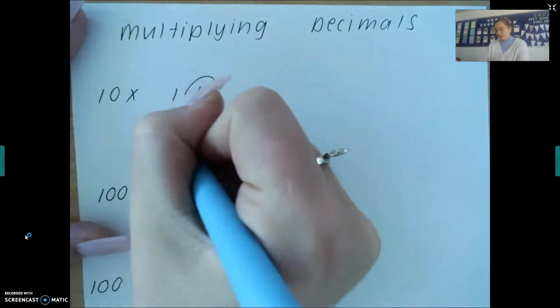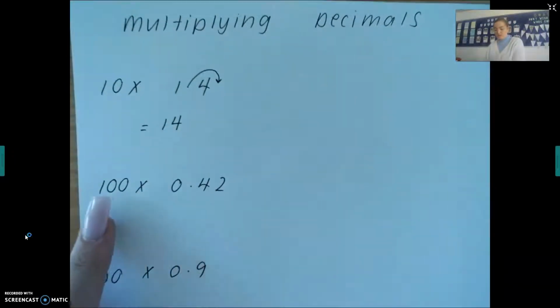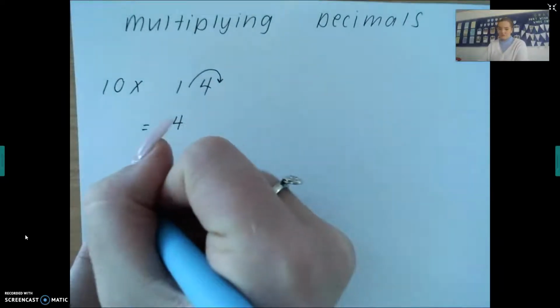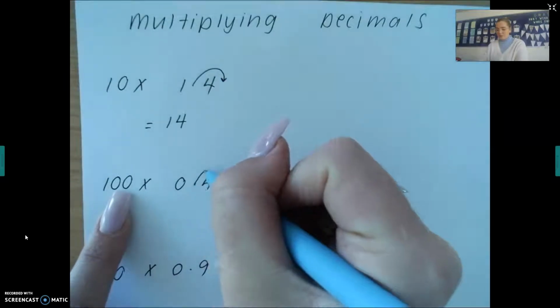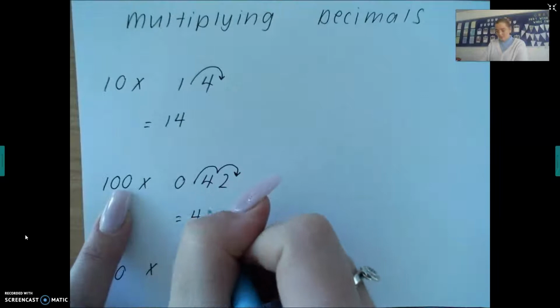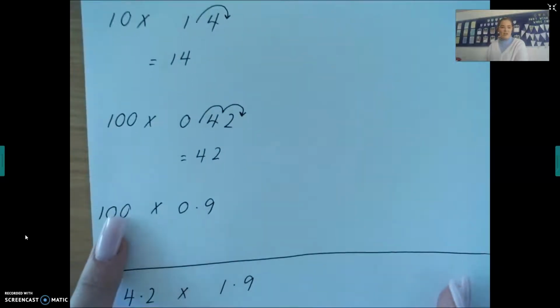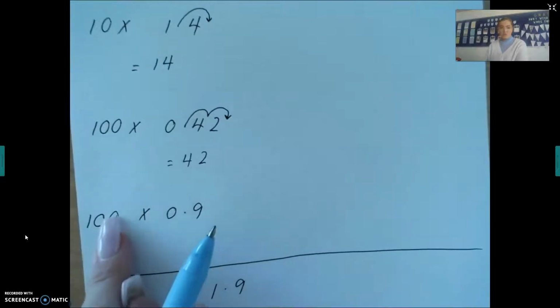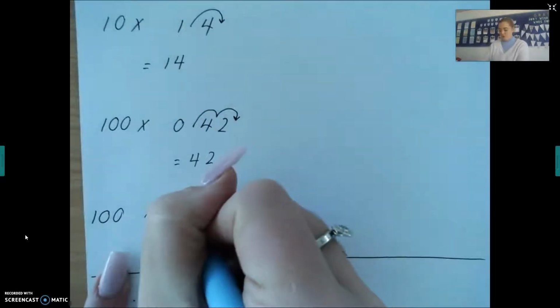So it is 14. In this instance, we've got 2 zeros, sorry. So we're going to move the decimal place over 2 times. So 42. Now we have 100 and we have got 0.9. So we've got 2 zeros. We're going to move the decimal place over 2.